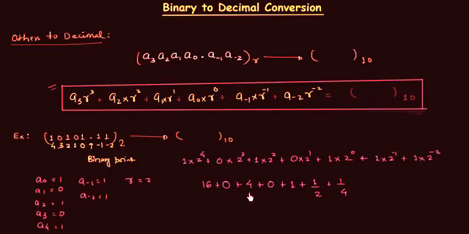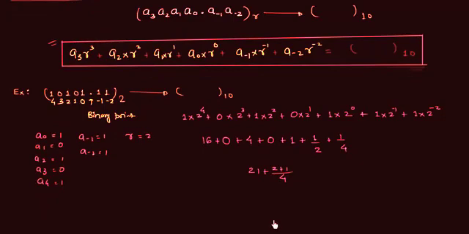Now we can easily add this. 16 plus 4 is 20. 20 plus 1 is 21 plus 1 by 2 plus 1 by 4. We can further simplify this as 2 plus 1 by 4 and 2 plus 1 is 3. 3 by 4 is 0.75. So 21 plus 0.75 and this is equal to 21.75. This is the number in decimal. So the decimal equivalent of this binary number is 21.75. So this is how you have to find decimal equivalent of a binary number.